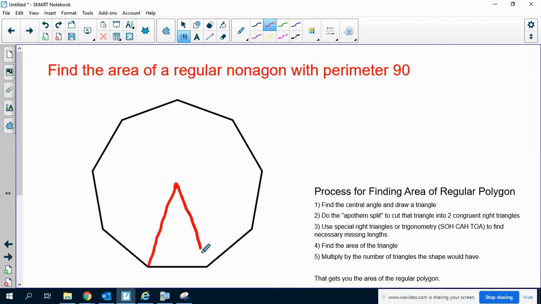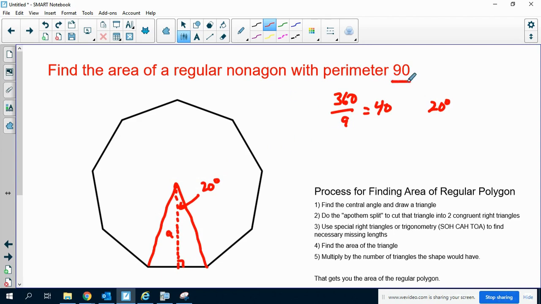Find the area of a regular nonagon with perimeter 90. So I'm going to draw my central angle. 360 divided by 9 gives me 40, and then I divide that by 2. So I'm going to get 20 degrees after I do the apothem split. So here's the apothem. This is a 20-degree angle.